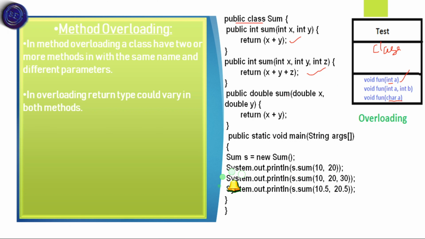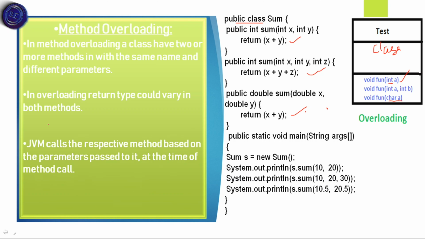While in another method we have double. In this method we return x plus y, but the output will be in the form of decimal points. So here the output varies in every method. In this way method overloading occurs.